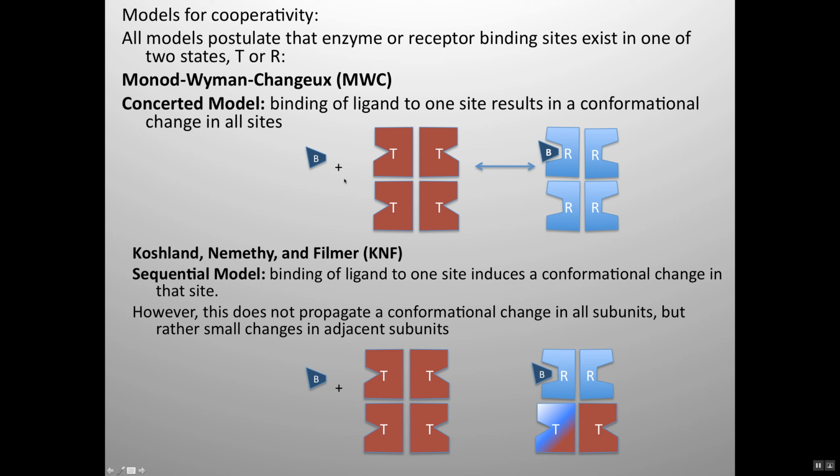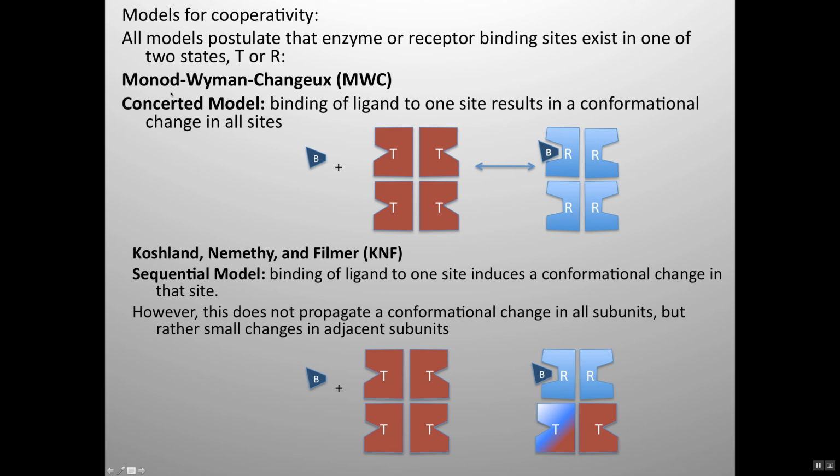So let's have a look at models for cooperativity. Many of these multimeric, that is multi-subunit proteins, and we're going to see this again and again in enzymes as well, exhibit this behavior called cooperativity. And there are 2 main models for cooperativity. Now, all of the models postulate that the enzyme or the receptor, like hemoglobin, has binding sites that exist in one of 2 states. We call it the T state and the R state, where T stands for tense and R stands for relaxed. The T state has low binding affinity for the ligand, the R state has high binding affinity.